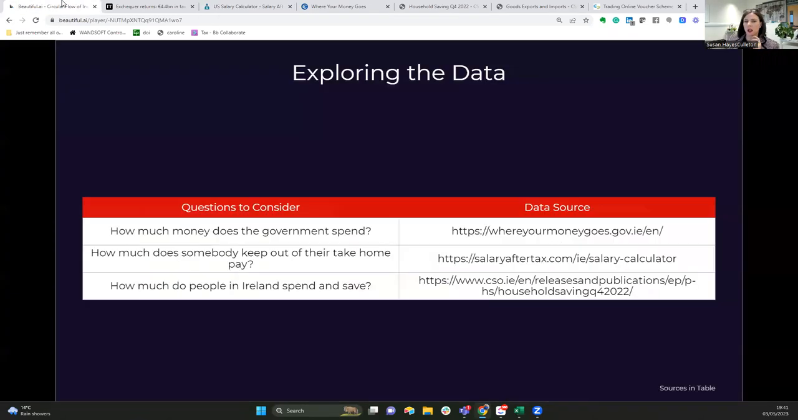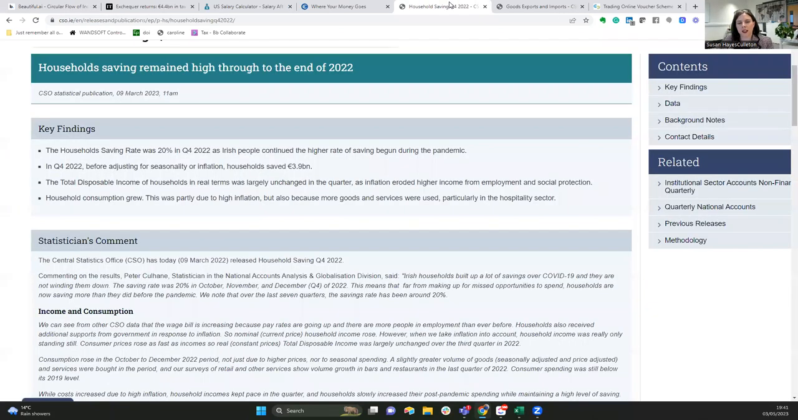Okay. And then the last one that I wanted to show you here is how much do people in Ireland spend and save? So actually, when I said that Alan saves 20% of his money, what do Irish people in general save? Well, the answer is very similar: the household savings rate was 20% in Q4 2022, as Irish people continued the higher rate of saving that they began during the pandemic. So households saved 3.9 billion, another leakage.